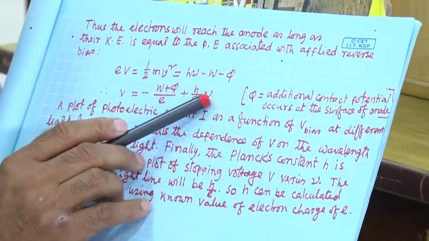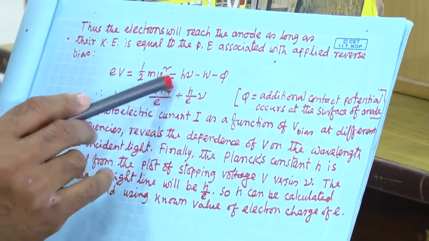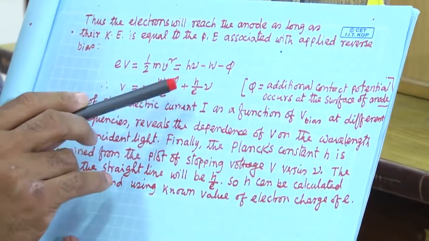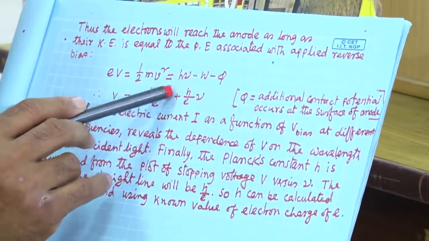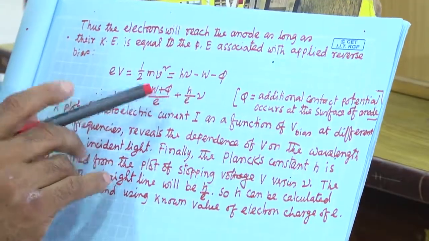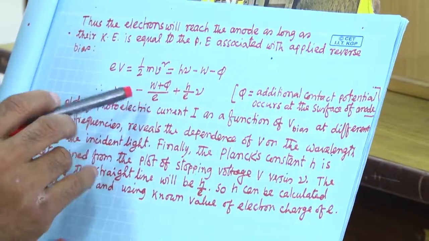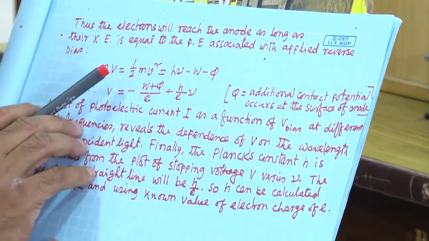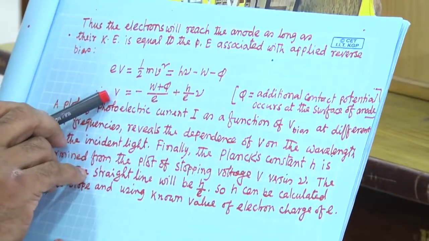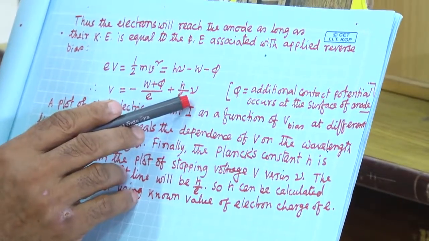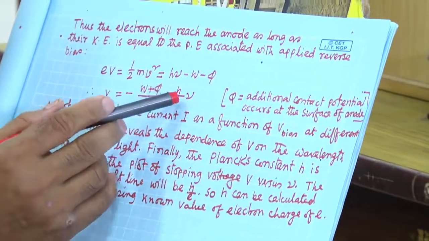For a particular metal or anode, this term is basically constant. h by e is also a constant. So they are independent of the frequency we are considering. So here y equals mx plus c, the equation of a straight line. Y means here V, the stopping potential, and x means here nu. M will be the slope.